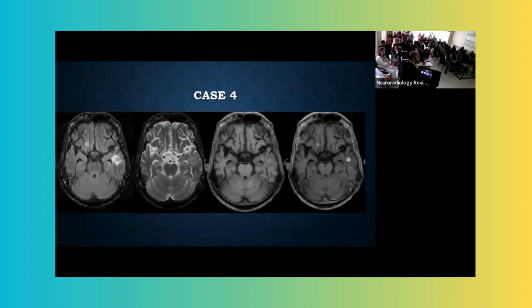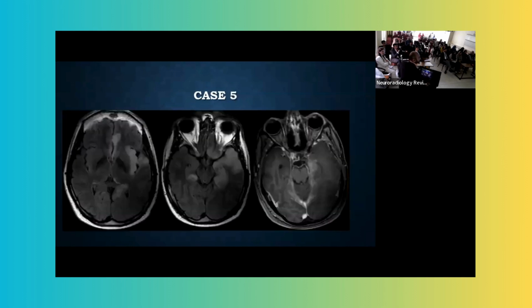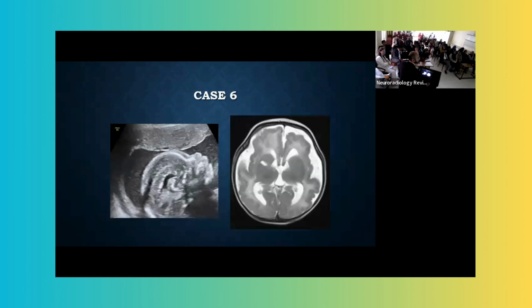It's another case, case 4: FLAIR, then T2 axial, then we have pre-contrast T1 fat-sat, and then finally post-contrast T1 fat-sat. Case 5: FLAIR sequences, and then a post-contrast T1 weighted image. Case 6, pediatric case: ultrasound of the neonate, and then a postnatal MRI scan, T2 axial.